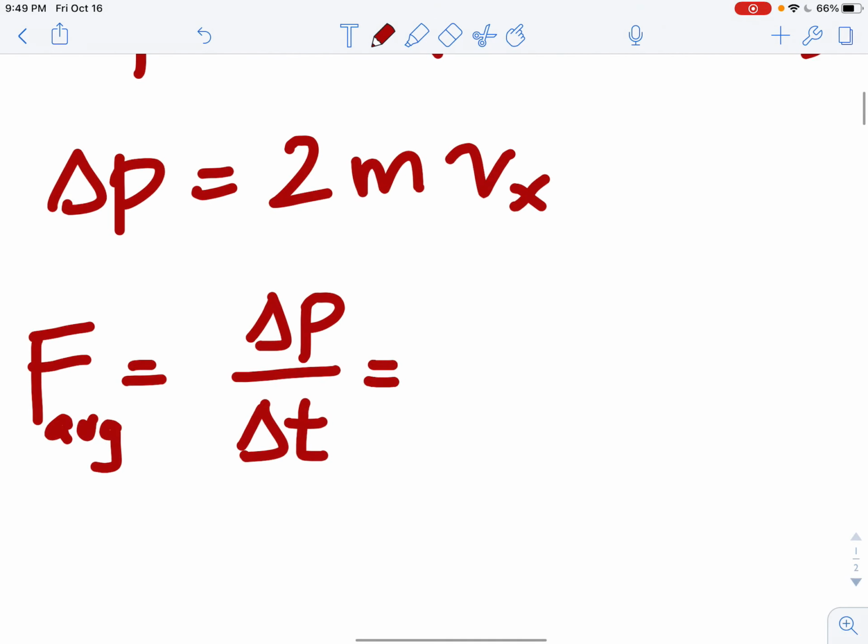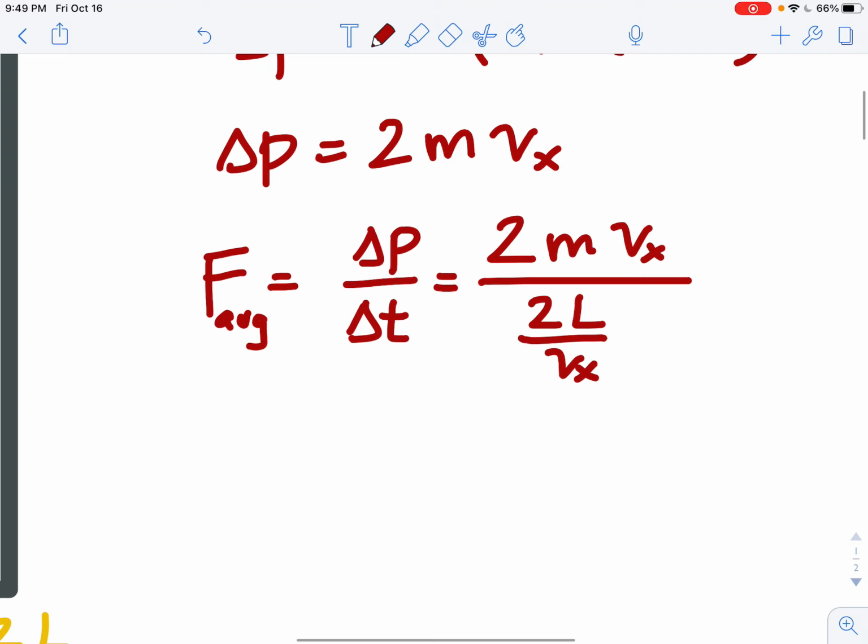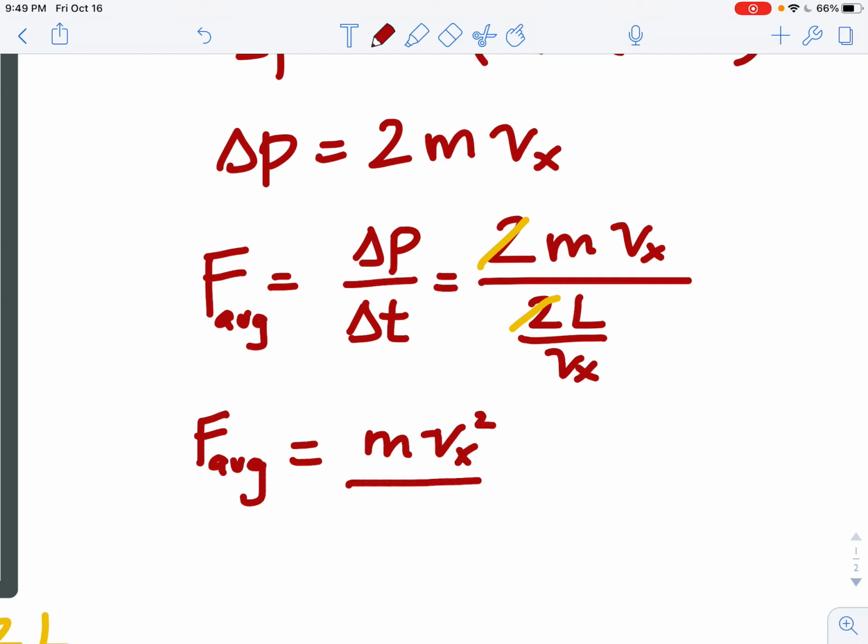So this is going to be 2 times m times my speed, the x component of my RMS velocity, divided by 2L over Vx. Well, denominator of a denominator becomes the numerator. It's kind of like the enemy of my enemy is my friend, right? So this gives us our average force, and our 2's cancel out nicely. Oh man, I love it when that happens. And so then we get m times Vx squared, ooh, that's going to be important later, over L. Great, that's our average force.